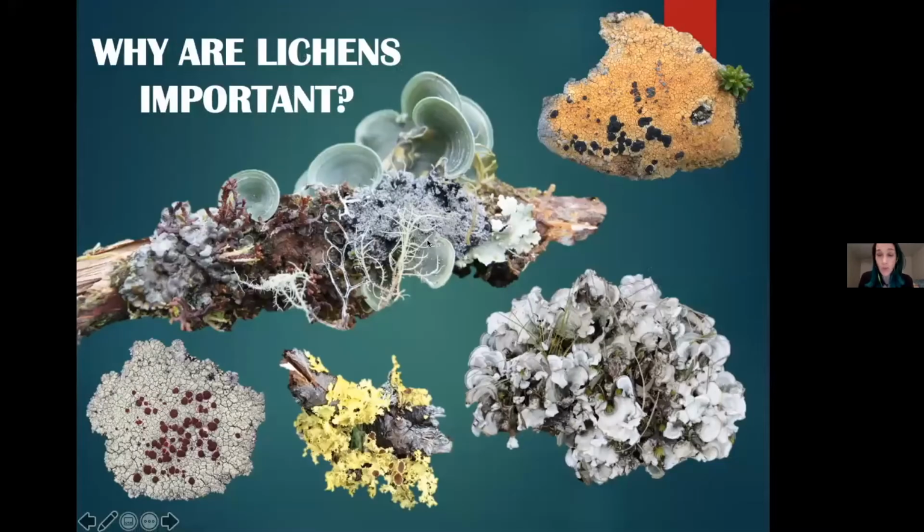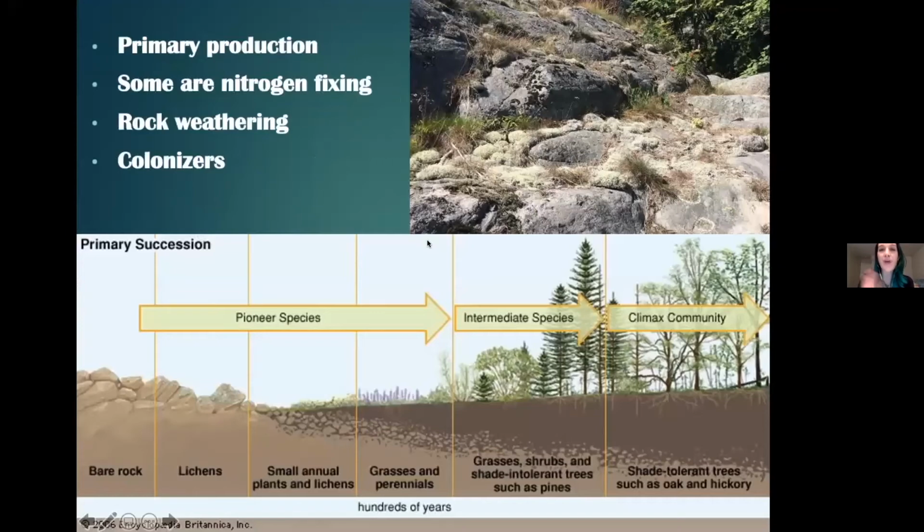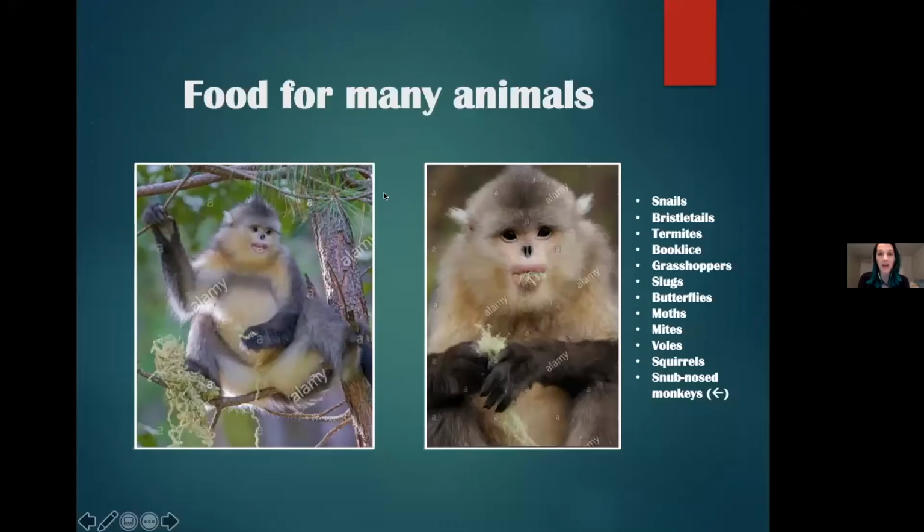Why are lichens important? I don't have all day because I could tell you a lot of things, so I'm going to restrict myself and just mention a couple. And if you're interested, you can always ask more questions. They're responsible for primary production, nitrogen fixing for those that have cyanobacteria. They're also involved in the process of rock weathering and as pioneers or colonizers.